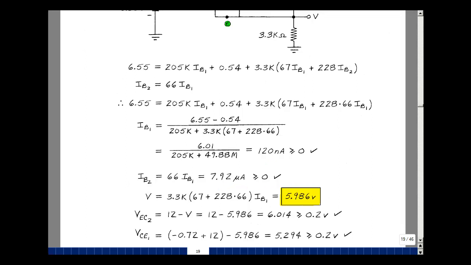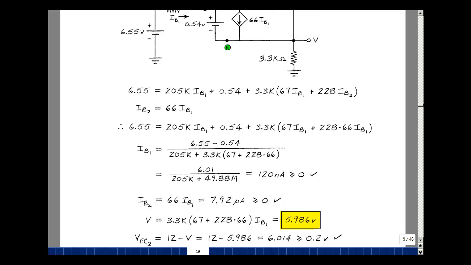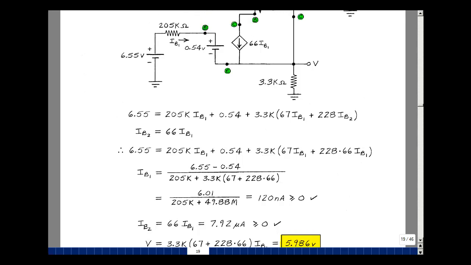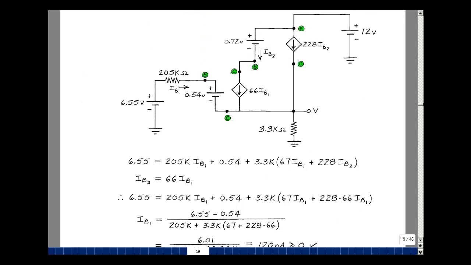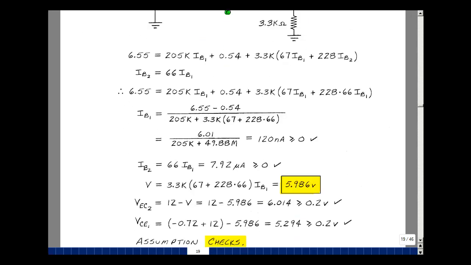Then I can solve for the voltage V. Over here, the current coming in here is going to be IB1 plus 66 IB1, so 67 IB1. And then I have coming in here 228 times 66 IB1, we found before, and all that gives me about 6 volts, 5.986. I can solve for the emitter-collector and the collector-emitter voltages. This one's kind of easy. It's just going to be 12 volts minus V, which we've already found. 12 volts minus V would be 12 minus 5.986, and that's 6.014, and that is greater than or equal to 0.2 volts, so that checks.